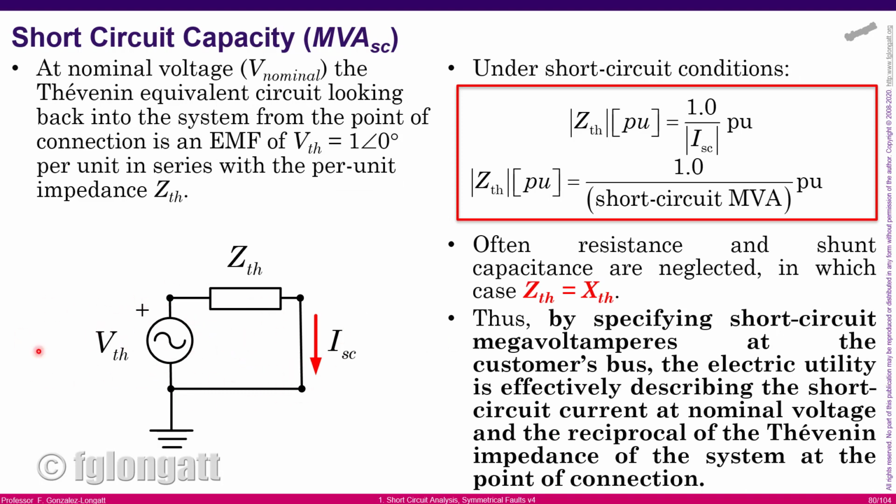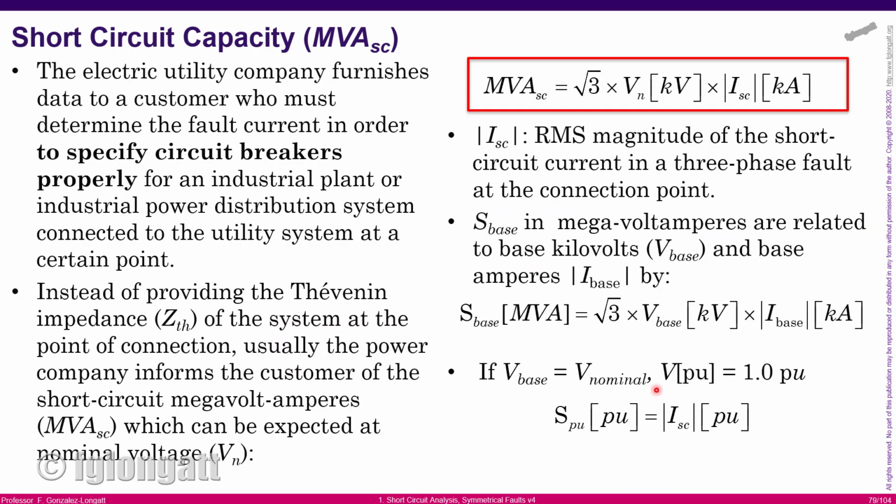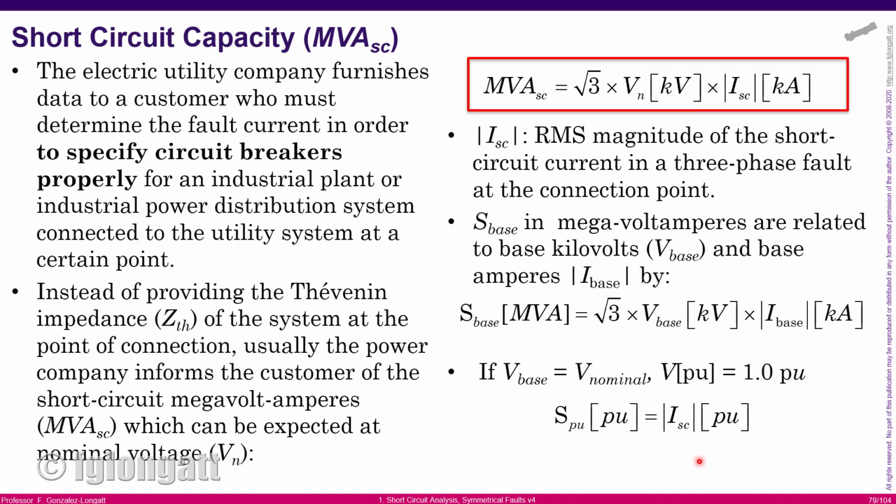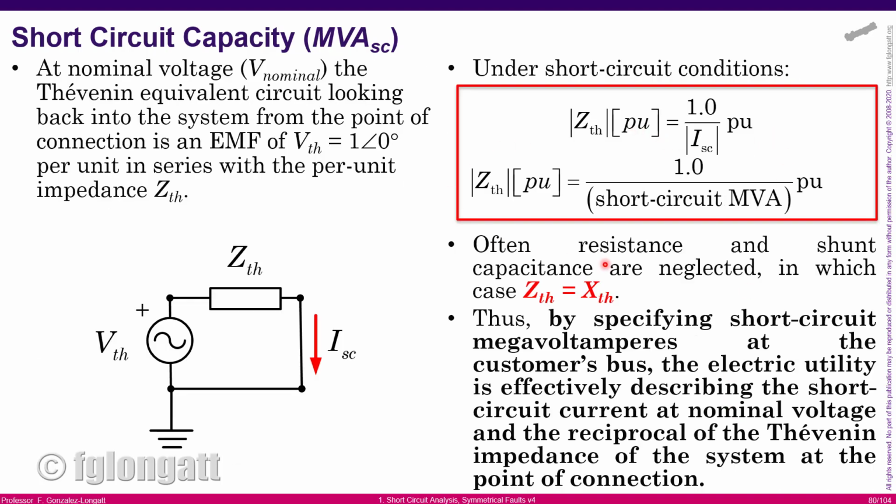This voltage is the Thevenin voltage. We can say that this is 1 per unit because it is the rated voltage. And the short circuit current will be numerically equal, in the per unit system, to the MVA short circuit level in per unit. It is very simple to say that the Thevenin impedance is 1 per unit divided by the short circuit current, but the short circuit current is numerically equal to the apparent power, and from there we can obtain the Thevenin impedance.